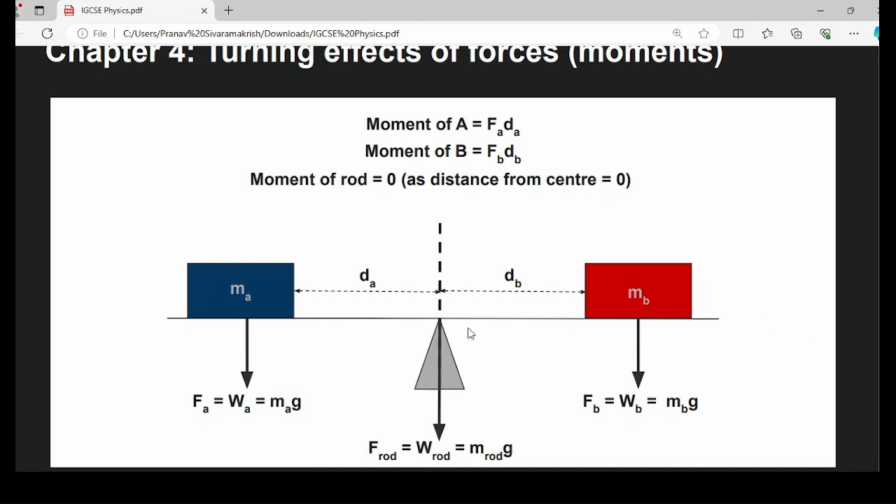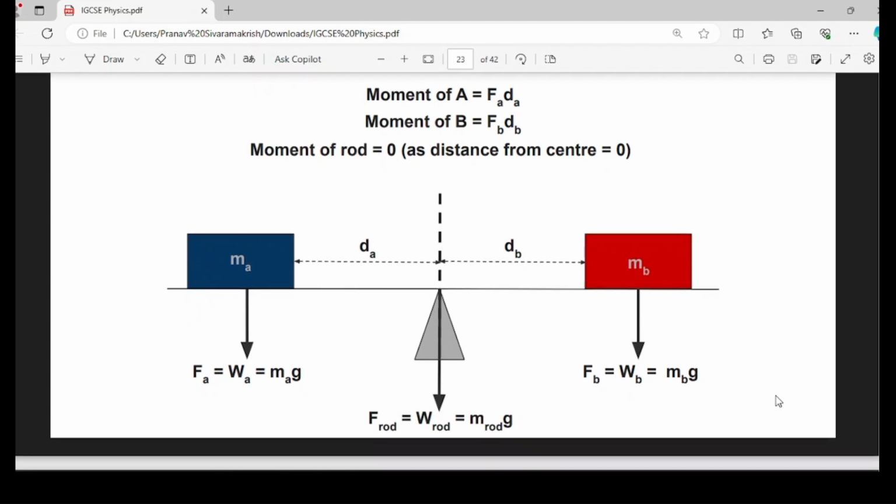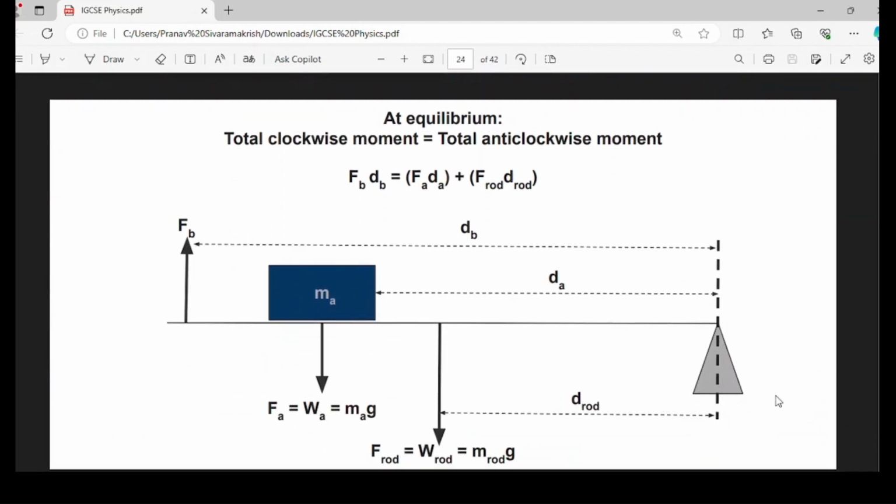If we look at another example where the pivot is not at the center and is at one of the ends, that again helps us. We will look at trying to understand the concept of equilibrium by looking at a scenario there. So in this system, we've got a pivot here, which means there is no turning effect there. And then we've got the weight of the rod acting at the center of the rod. That's going to be F rod, which is equal to W rod, which is the mass of the rod multiplied by the gravitational acceleration. And then you have object A here. The F rod is acting at a distance of D rod from the pivot. And then you've got object A, which has mass A, which has a weight of WA or a force of FA, acting from a distance of DA.